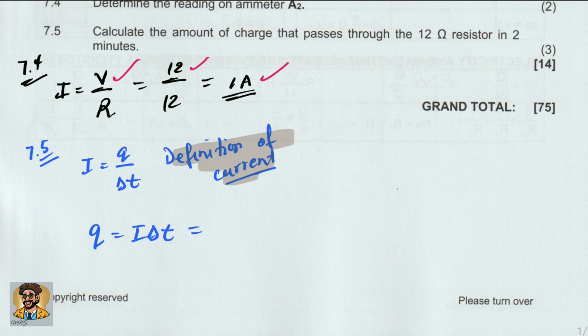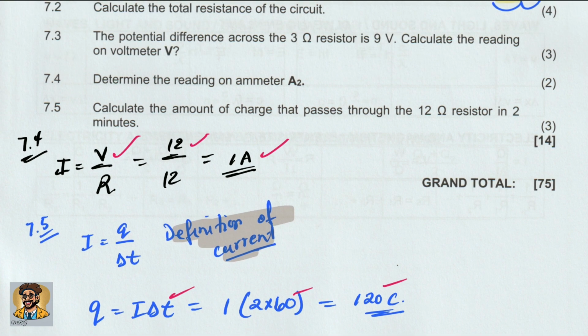Then when you substitute, the current is 1 and the time is 2 minutes, but we cannot work in minutes, so it will be 2 times 60. We converted to seconds. In other words, this one is 120 coulombs. Guys, 3 marks for this one: 1, 2, and 3. Quite simple. That is the answer for this specific question, and I hope you understand.